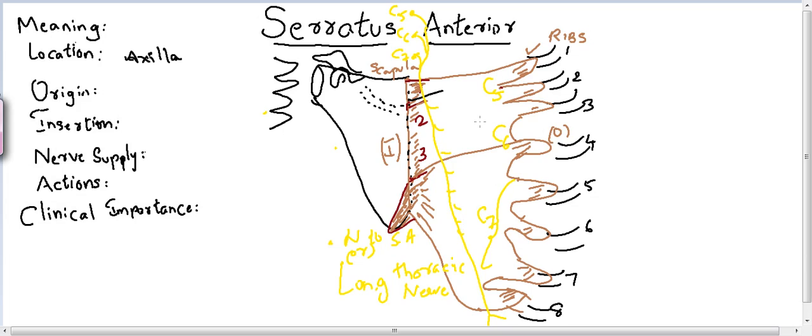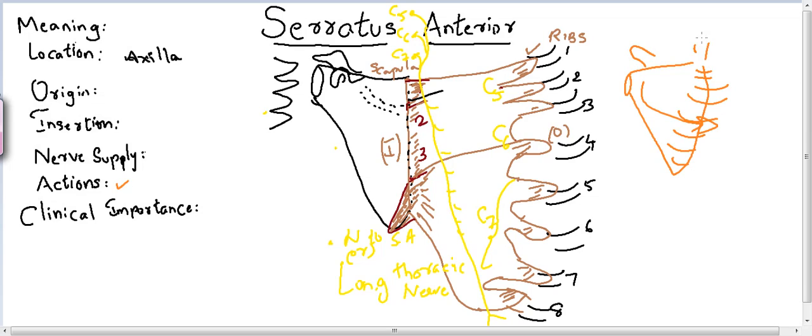Coming to the last aspect, that is action. Moving on to the action. This serratus anterior, along with pectoralis minor, pushes the scapula forward. When the scapula moves forward across the thoracic cage, across the rib cage, the movement is called protraction. So this is the main action.